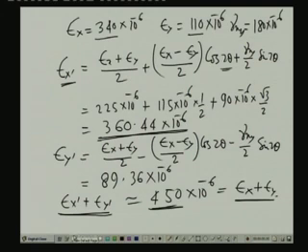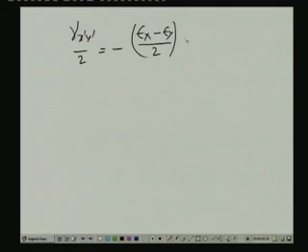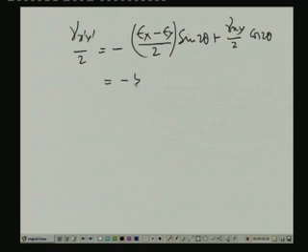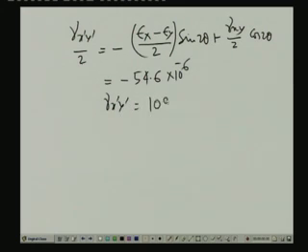Now, the value of gamma x dash y dash by 2 is equal to minus epsilon x minus epsilon y by 2 sin 2 theta plus gamma xy by 2 cos 2 theta, and this you will get as minus 54.6 into 10 to the power minus 6 if we substitute the values, which gives us the value of gamma x dash y dash as twice of this, which is equal to 109.2 into 10 to the power minus 6, and this is negative.